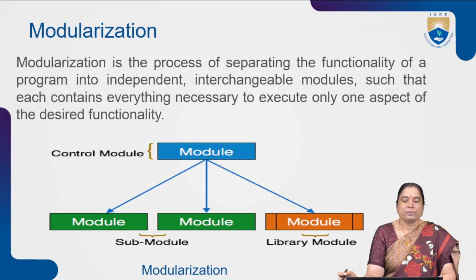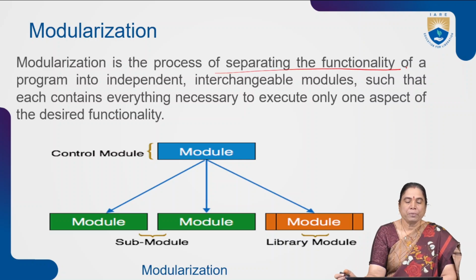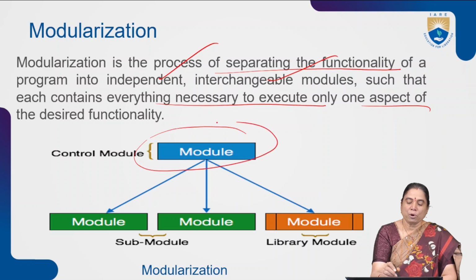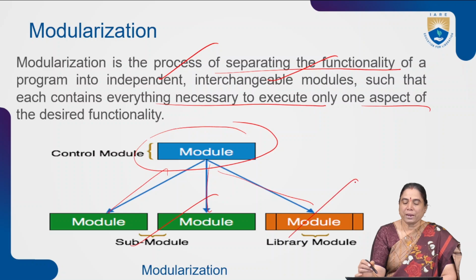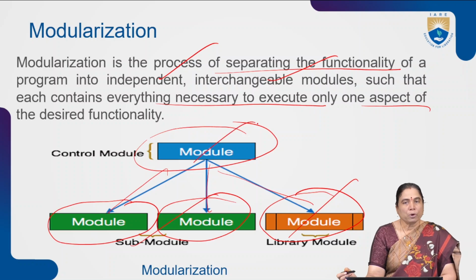So, what is modularization? It is the process of separating the functionality of a program into independent, interchangeable modules such that each module contains everything necessary to execute only one aspect of the desired functionality. Here, consider this is the control module which can control the other 3 modules, like the submodule and library modules, so as to control the independent components. These components can be independently developed and these 3 are integrated to form the control module.